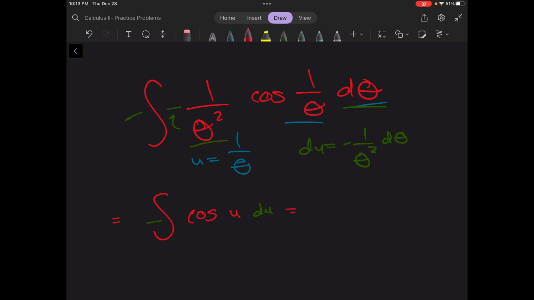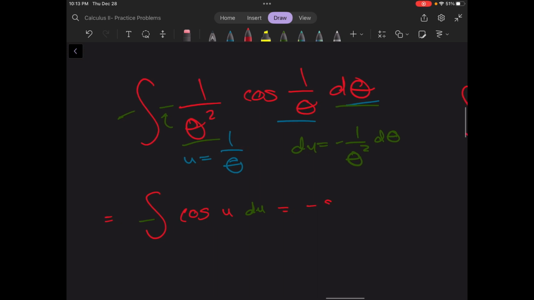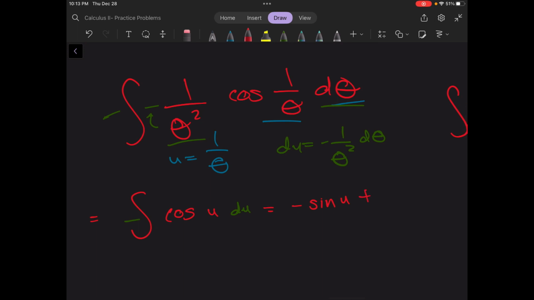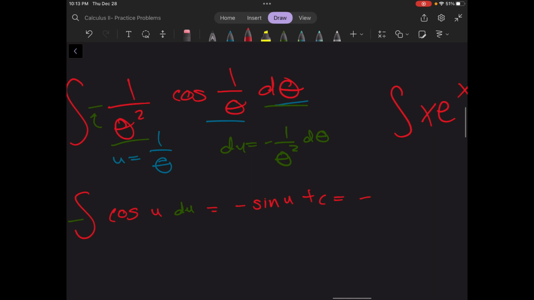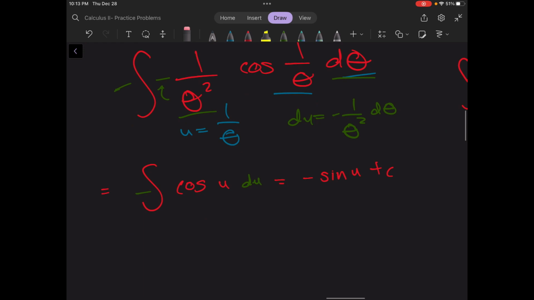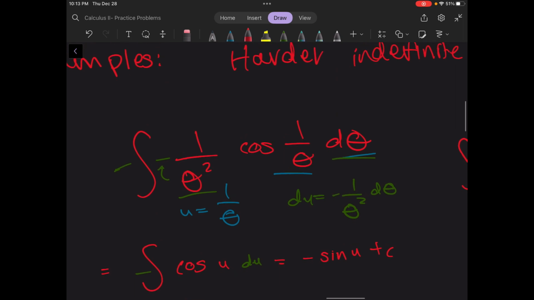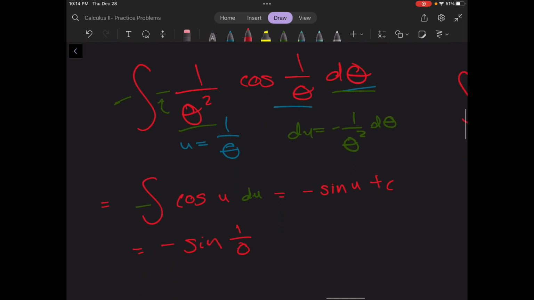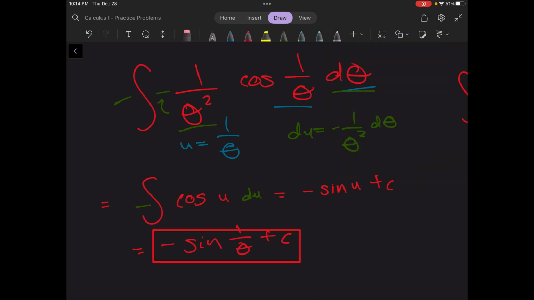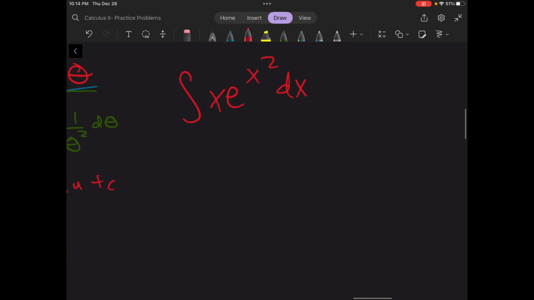That's going to make it negative integral. What's the integral of cosine u? Well, the derivative of sine is cosine, so the integral of cosine is sine. And all that's left is to plug in our function of u, and let me do it down here. Our function of u was 1 over theta, right? Plus c. So that was a bit of a harder example. And what about this one?